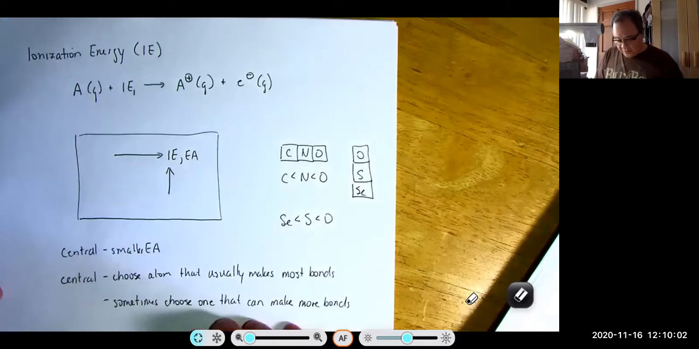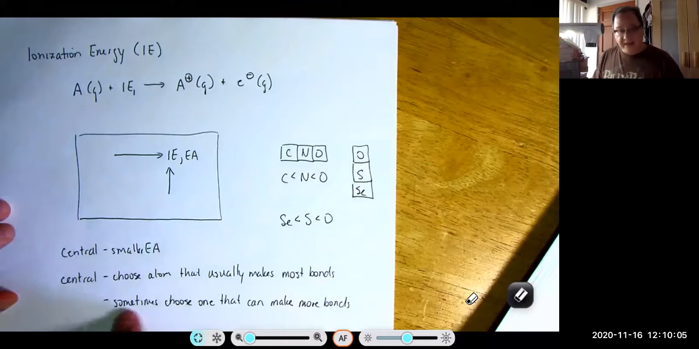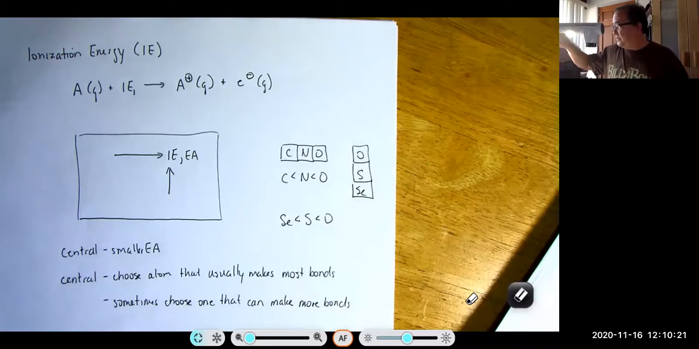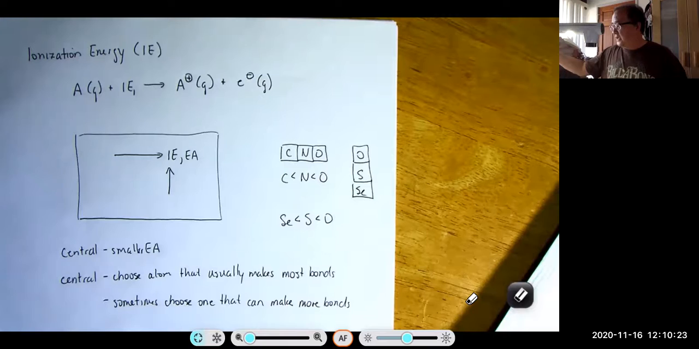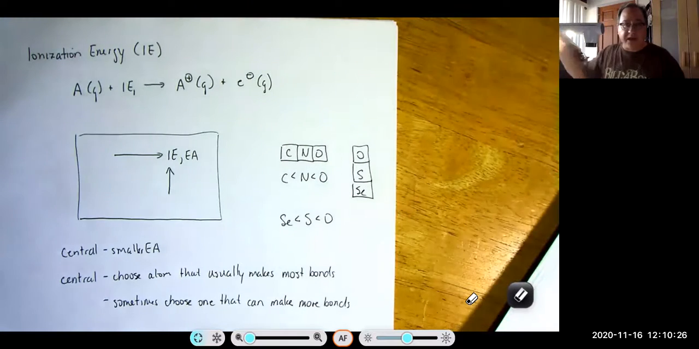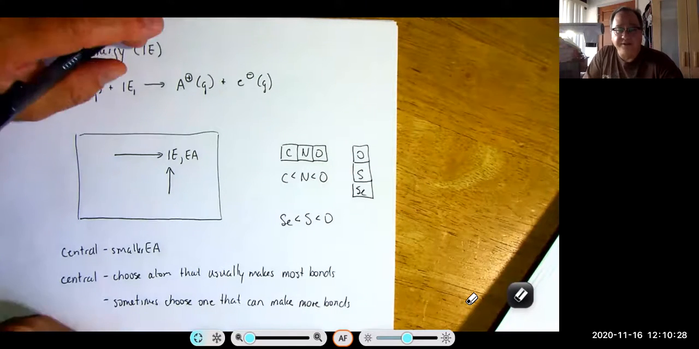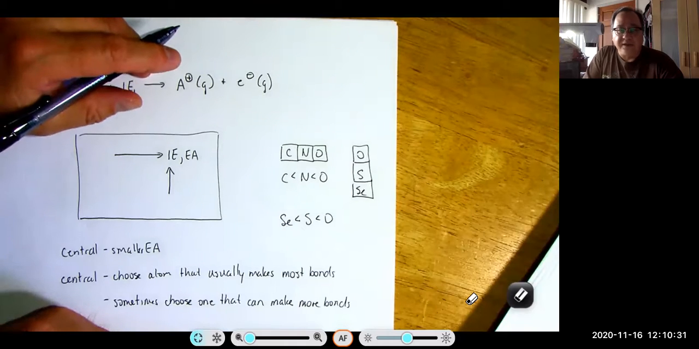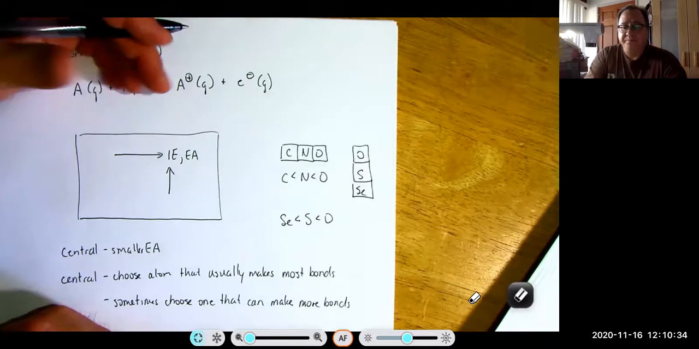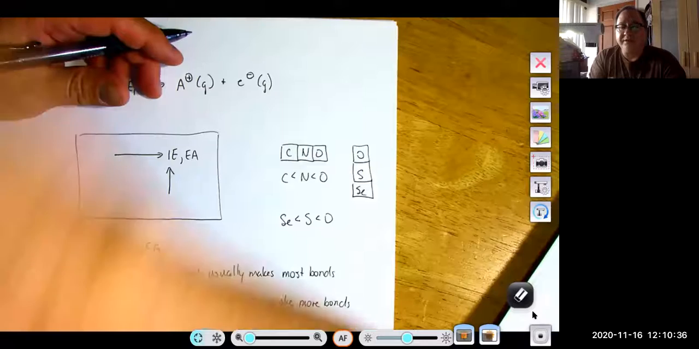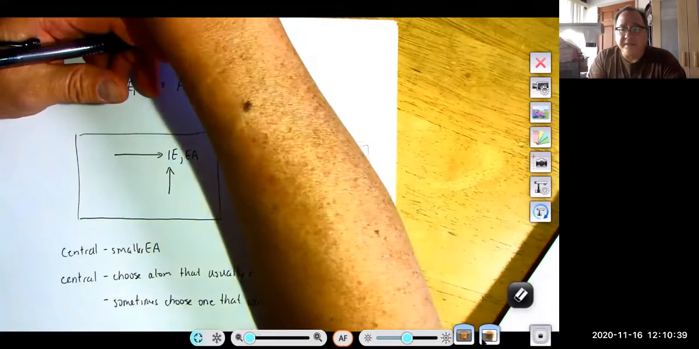So sometimes it'll be the one that usually, and sometimes it'll be the one that can. Because when we say that usually they make a certain number of bonds, that's the case. They usually do, but it could change. Some of them can make 2 bonds usually, but they can also make 4 or 6. And so if you have that as one of your choices, you'd probably choose that as your central atom because it can make 6 bonds. And naturally, the central atom is the one that's going to be doing a lot of bonding. So we'll probably see some application of that in a bit.